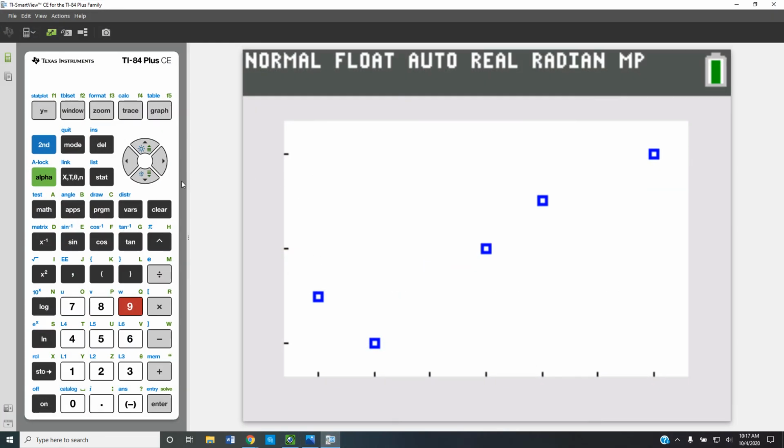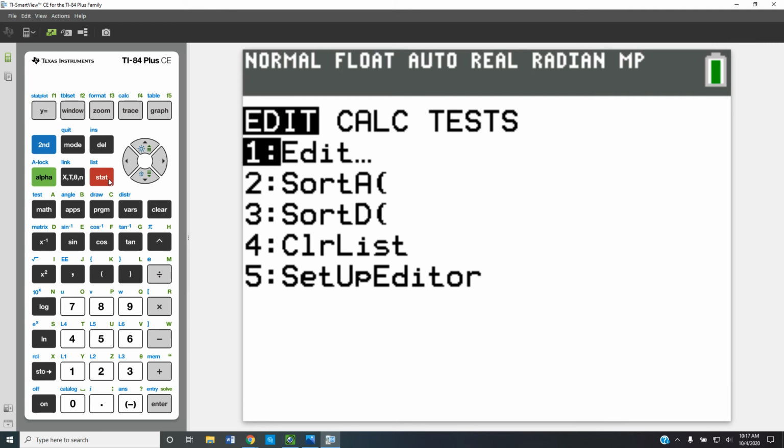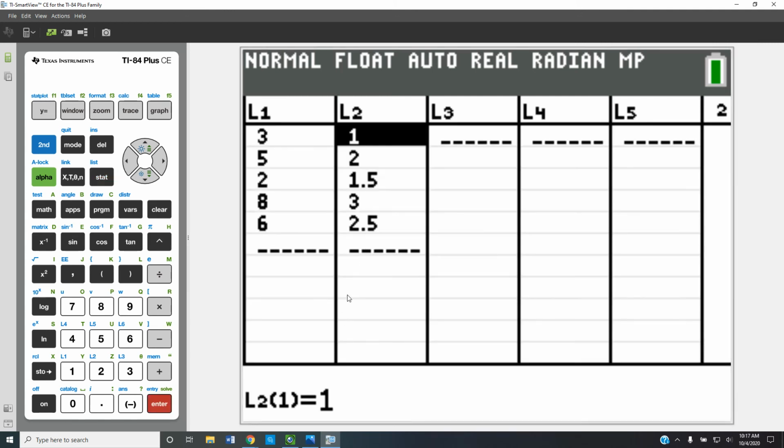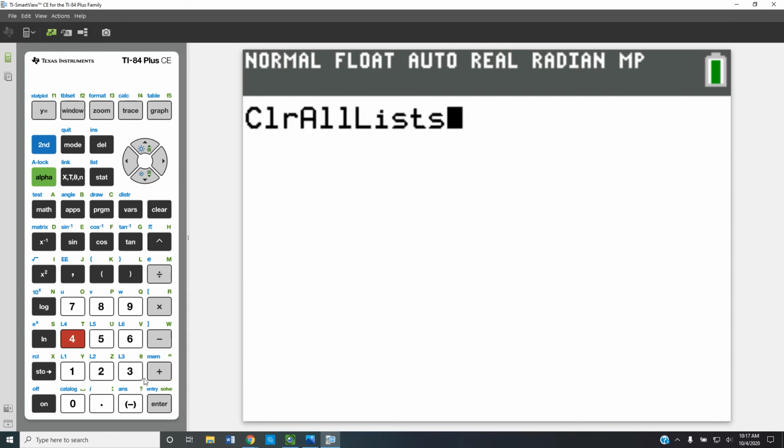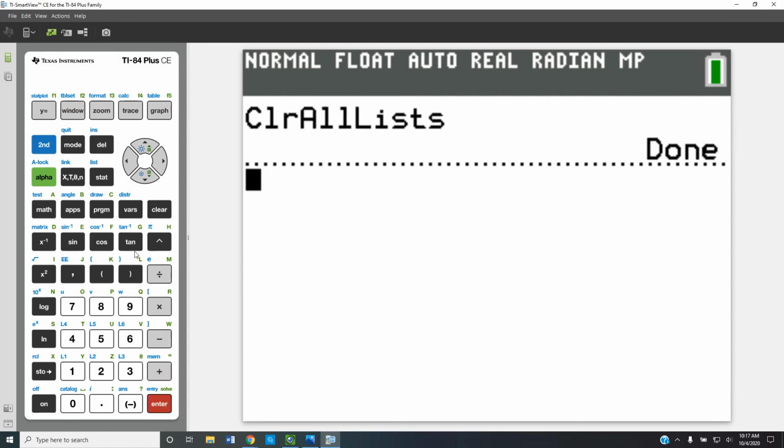So in my calculator, I'm going to go to my stats, and I'm going to enter this data into my stats that I have, okay? So I have data in here. I need to get rid of this data. I'm going to use my second memory. I'm going to clear all my lists. I'm going to make everything go away, and boom, it's all gone.